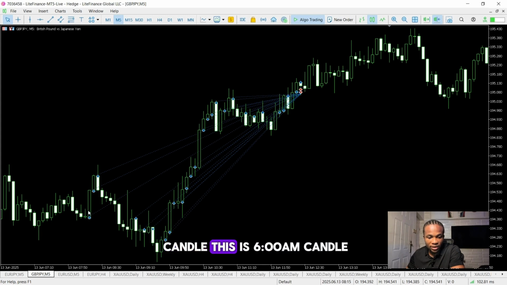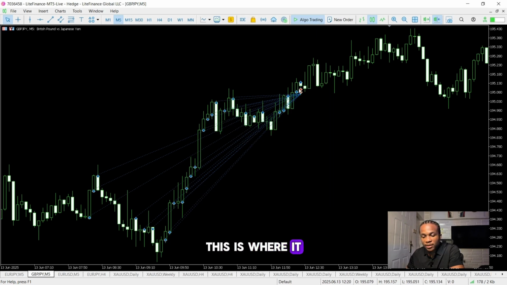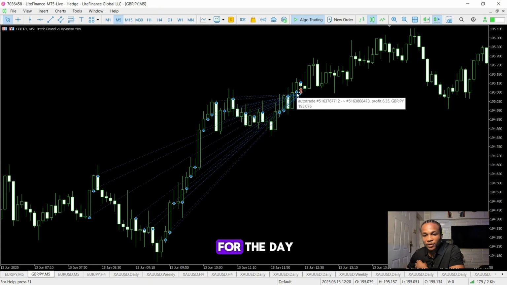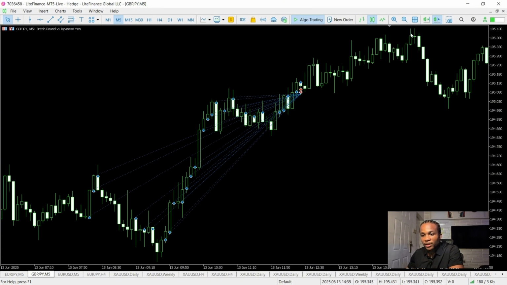If you check this candle, this is the 6 a.m. candle. So the robot started taking buys for every bullish candle. For every close of every bullish candle, it takes a new buy trade, and just around this corner, this is where it hit our profit target, and we're done for the day. It did not even reach this peak. It did not reach the target before it hit our profit target.